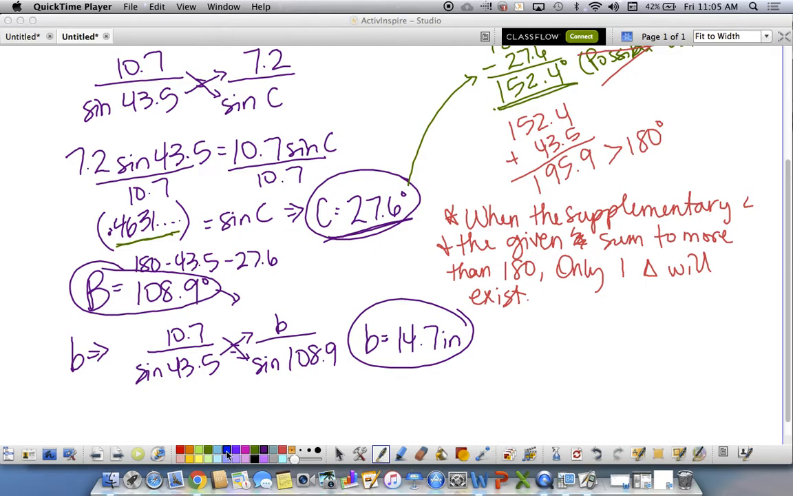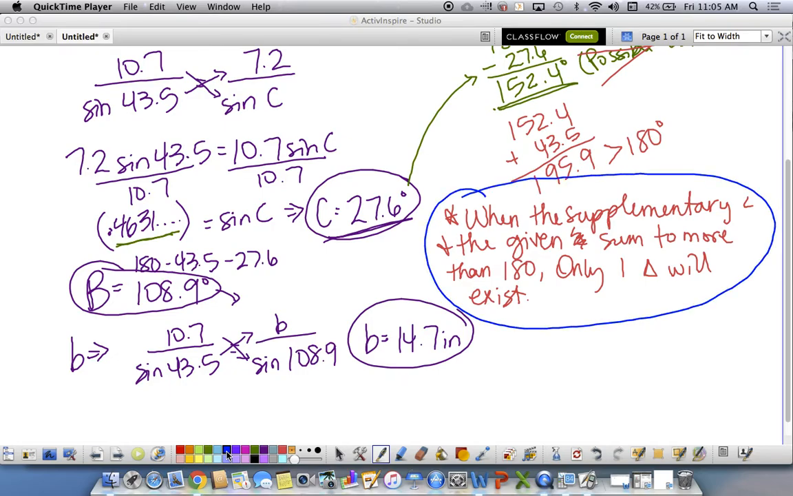Two pieces, one that I did yesterday, one that I did today. Knowing when one triangle exists and when two triangles exist are key. There will be times that I just ask you, here's three given pieces of information, an angle and two sides, and you have to tell me how many triangles exist. Are there 0, is there 1, or is there 2?